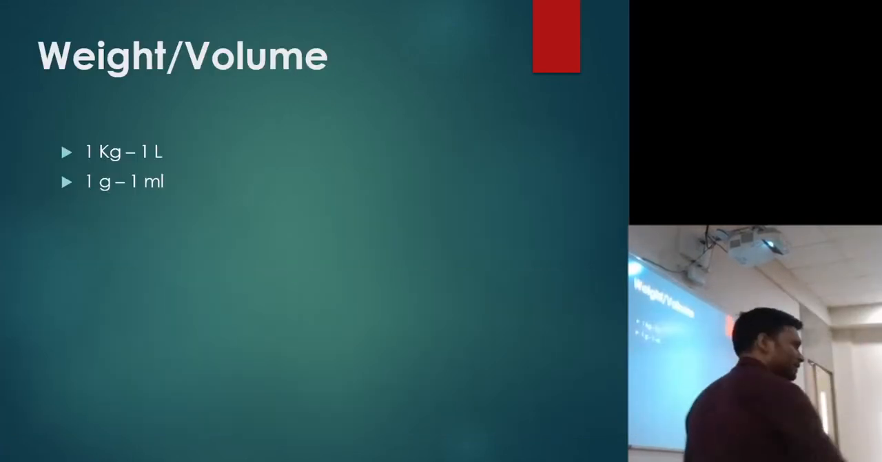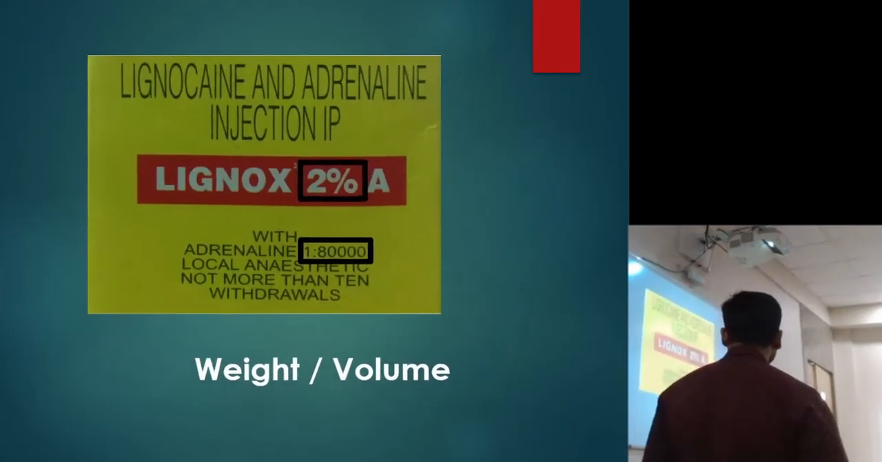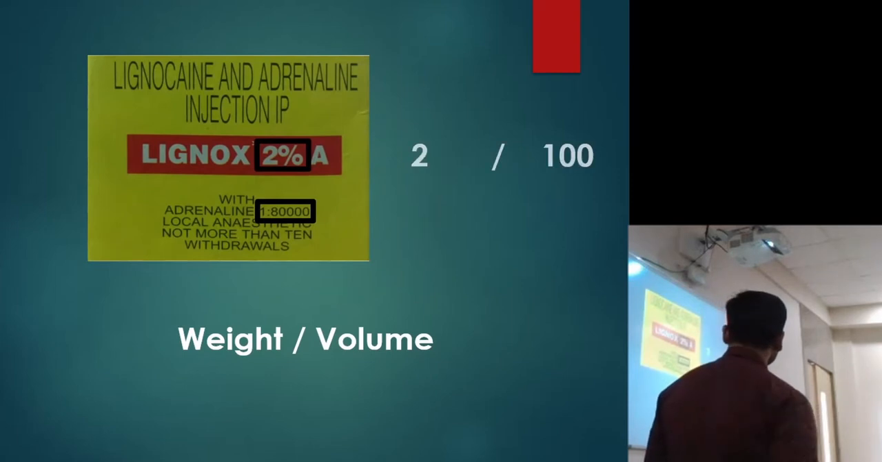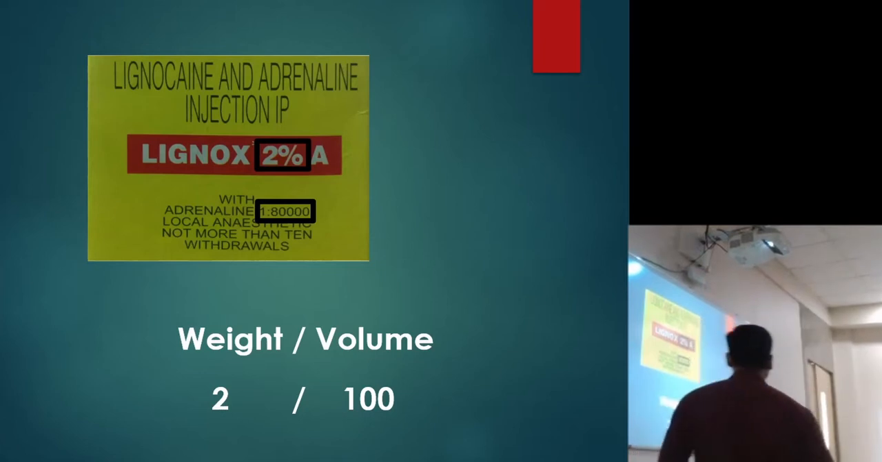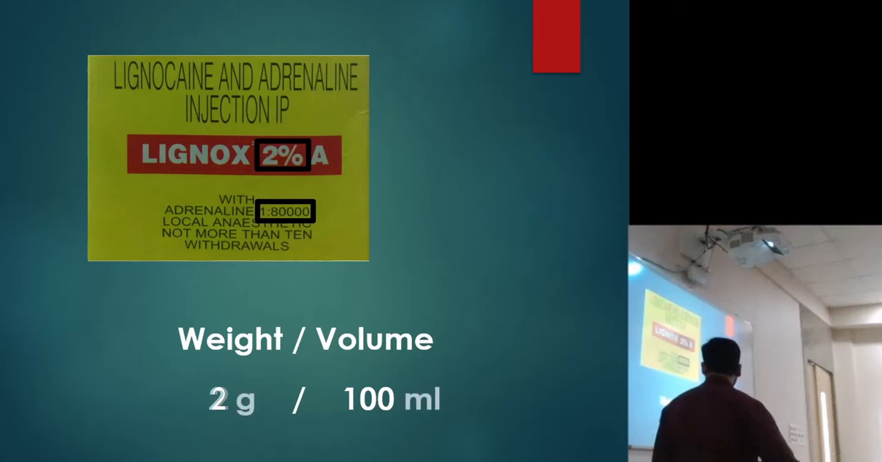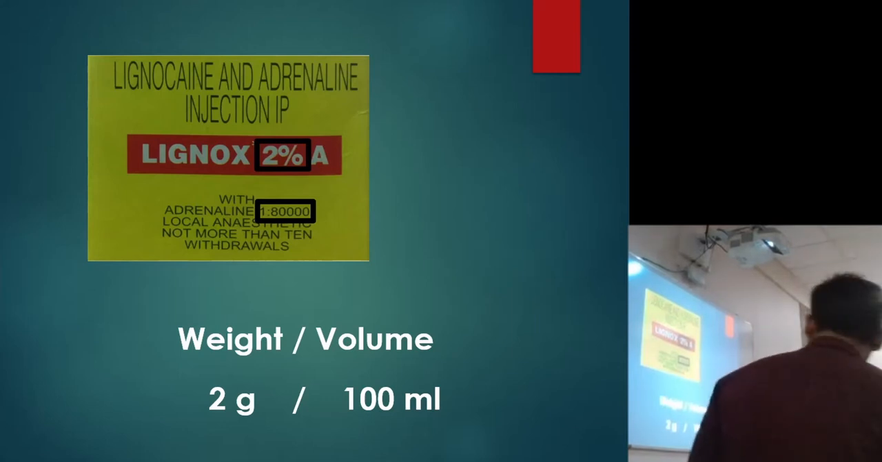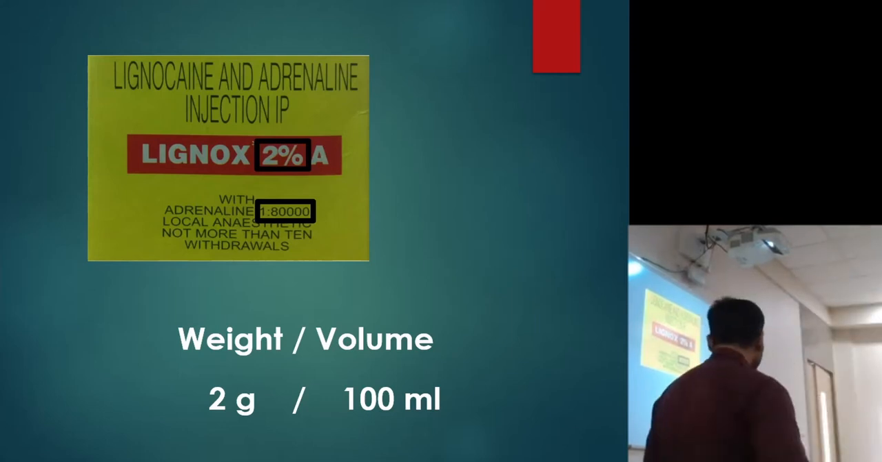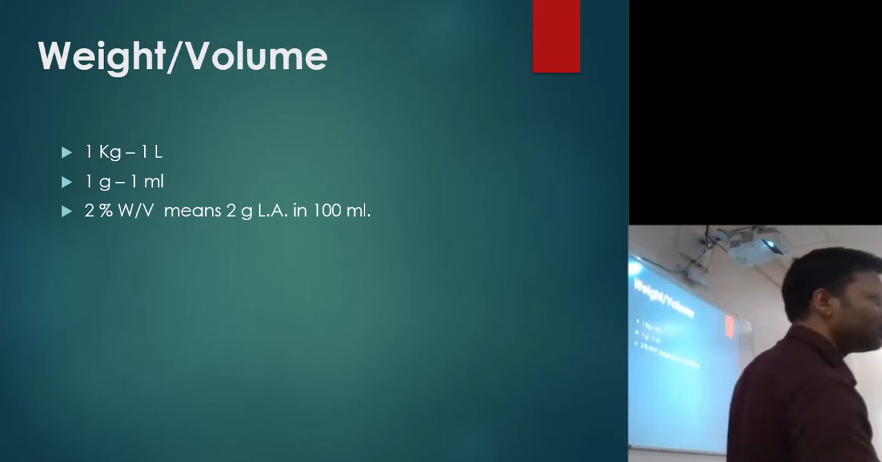So now, when we talk about 2% lignocaine, we say 2 out of 100, right? So 2 में हमें weight डालना, we are going to use equivalent units. So gram का क्या equivalent unit? ml, right? So we say 2 gram in 100 ml of solution, 2 gram of LA molecules. इतना समझ आया? So now 2% weight by volume means 2 gram LA in 100 ml.